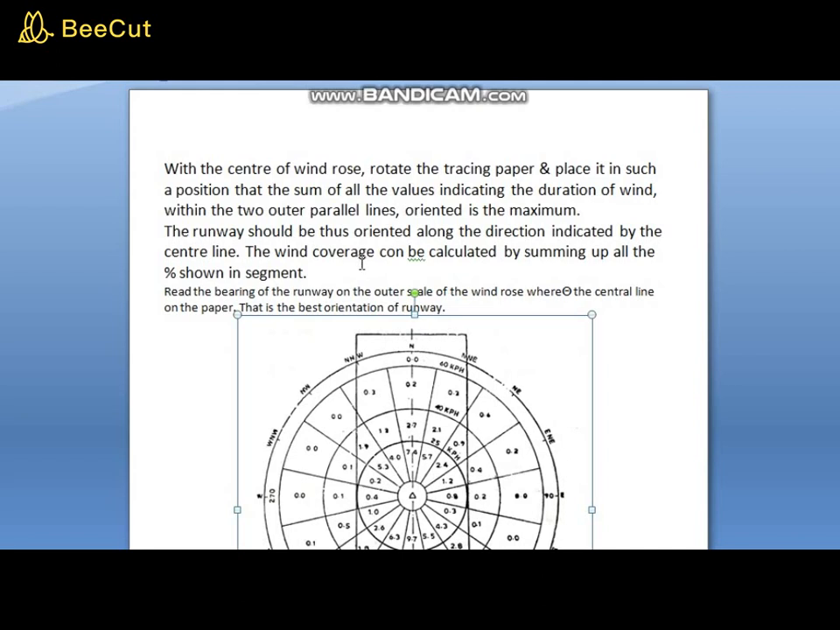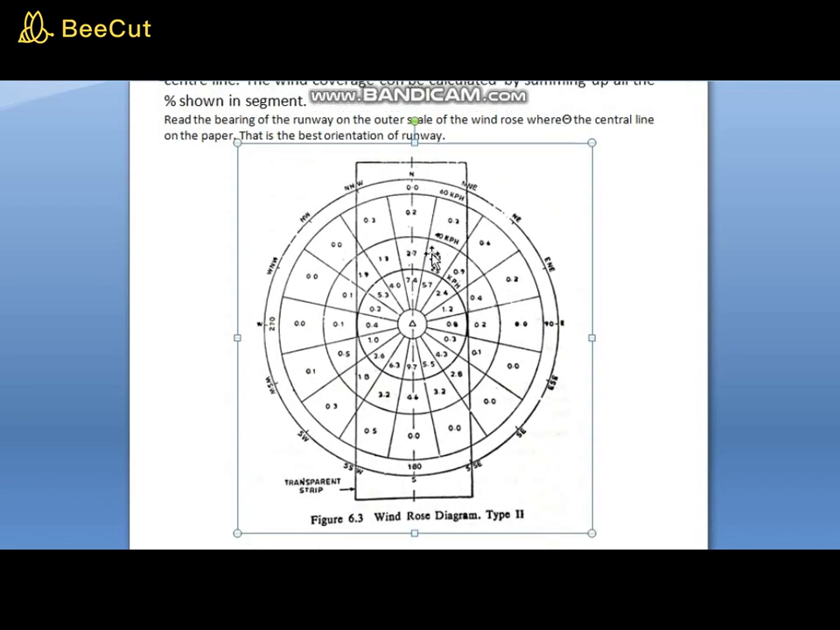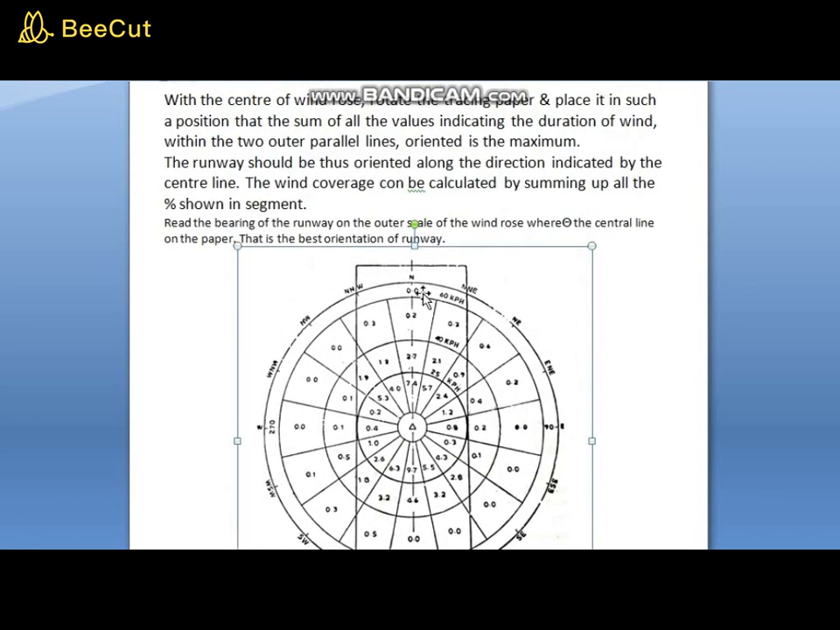With the center of the Windrose as pivot, rotate the tracing paper and place it in such a position that the sum of all values indicating the duration of wind within the two outer parallel lines is maximum. We need to align this paper in such a way that we get the maximum sum of the duration of wind. The runway should thus be oriented along the direction indicated by the center line.